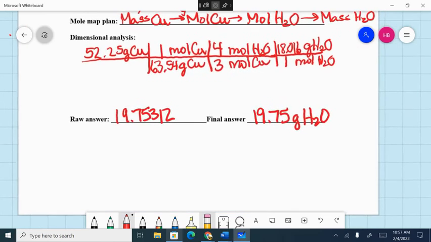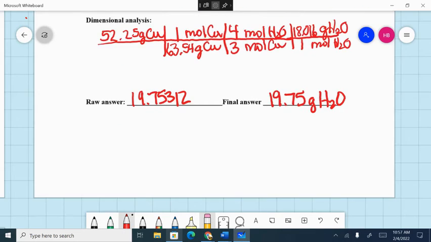Type in all the numbers that are in there: 52.25 times 1 times 4 times 18.016, then press enter. Divided by parentheses 63.54 times 3, end parentheses, then push enter.